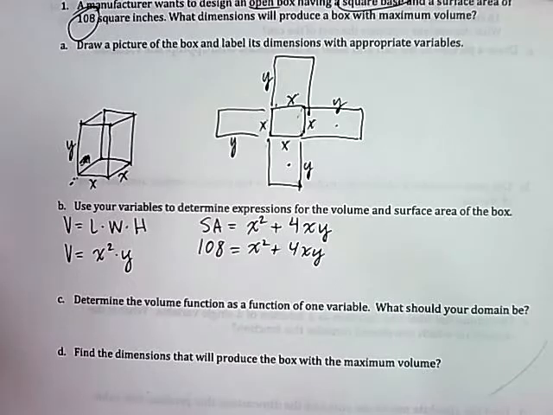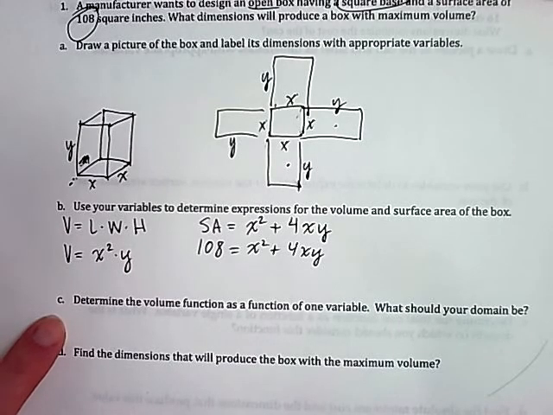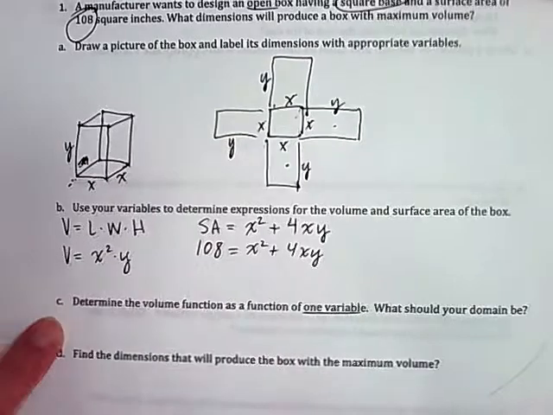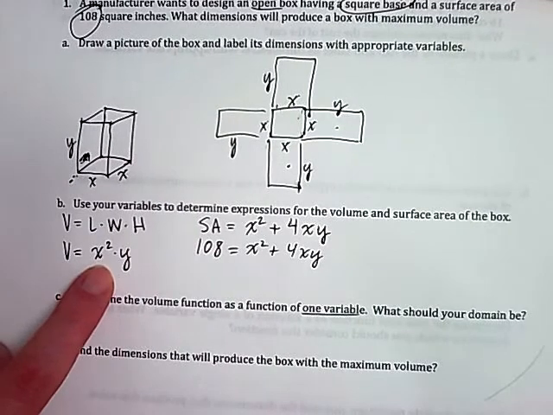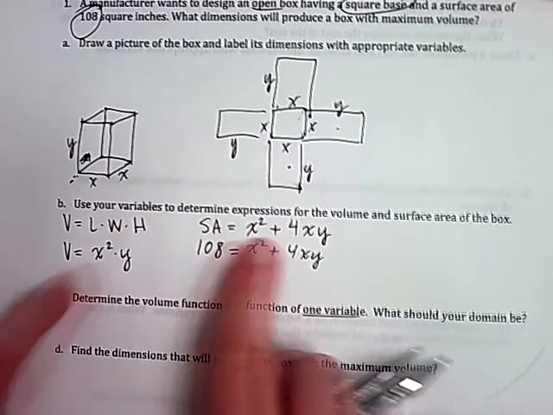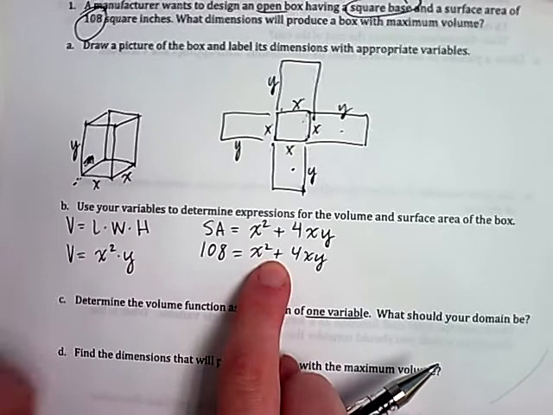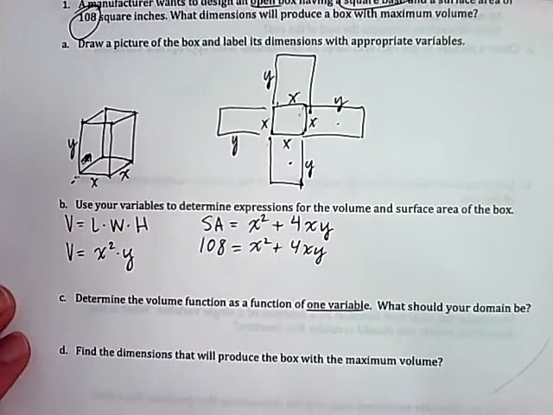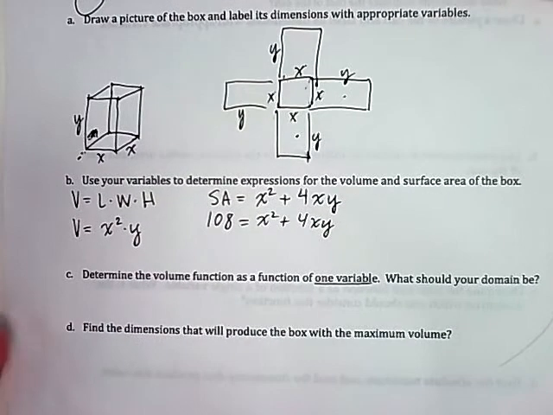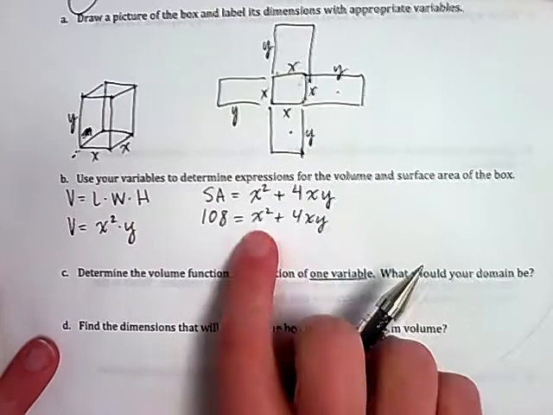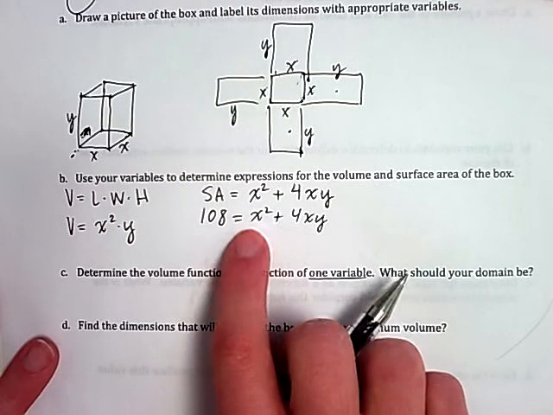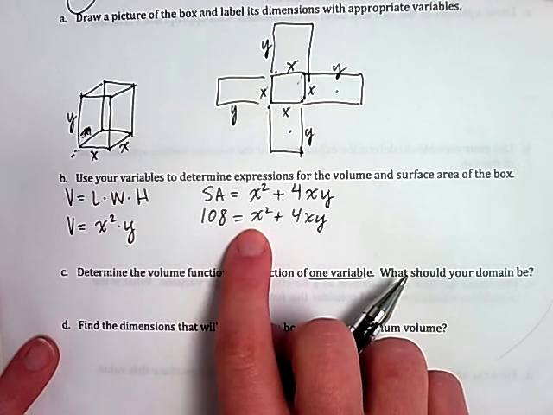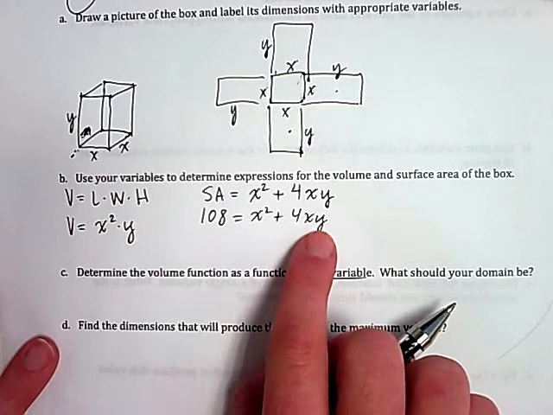The next part is to determine a volume function as a function of 1 variable. Right now I have my volume as 2 variables. I'm trying to write it as 1. So the idea is to isolate a variable in my surface area formula and then plug in for that variable into the volume. If you look at whether to solve for x versus y, because x is quadratic, that should give you a clue that it'll be easier to solve for y.